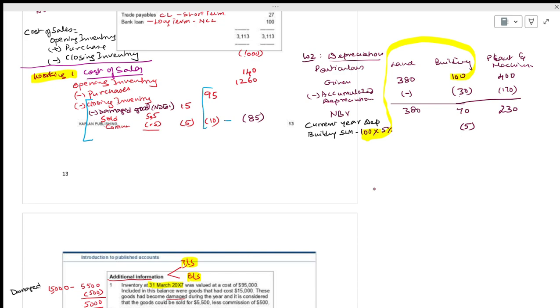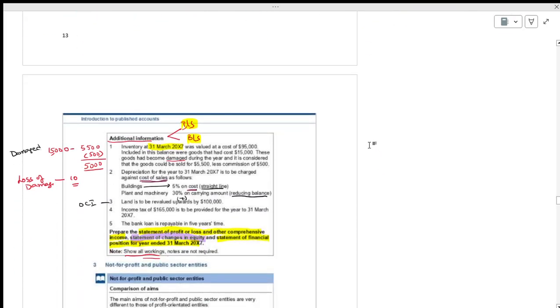Are you clear about this? One building, straight line method. They have mentioned straight line here, very simply. Straight line means same value every time, on 5%. On cost means on original value. On cost means on original value, before the accumulation.